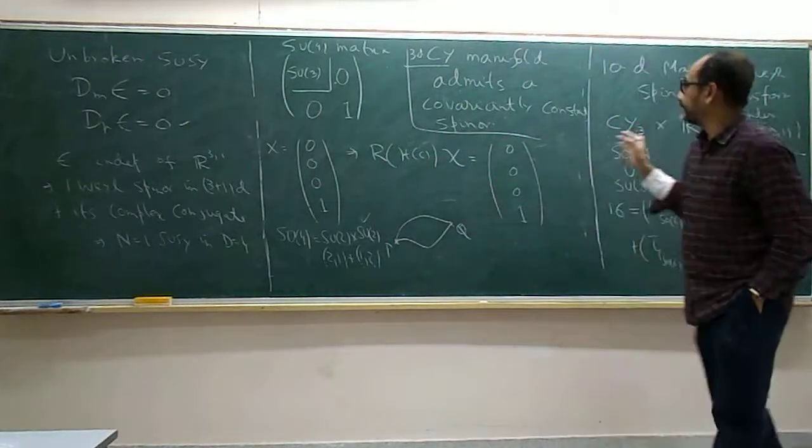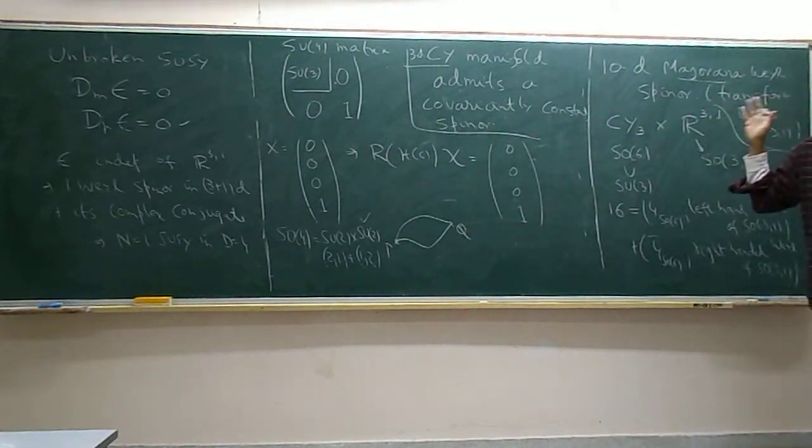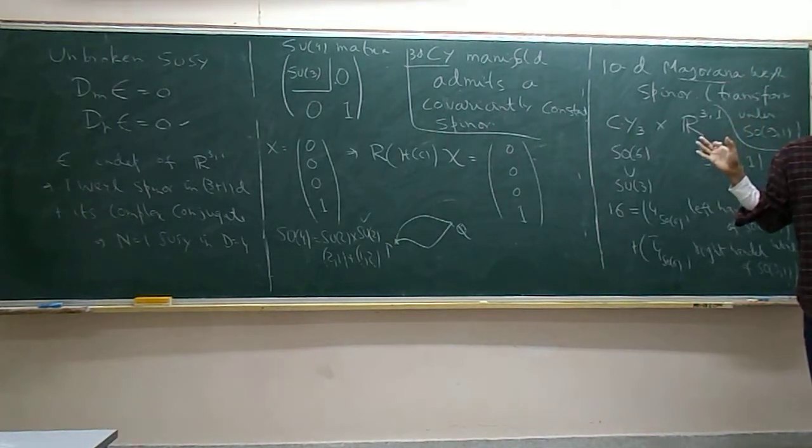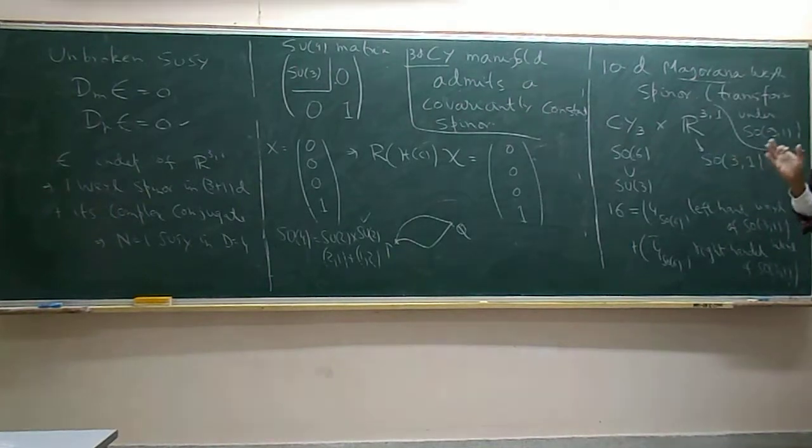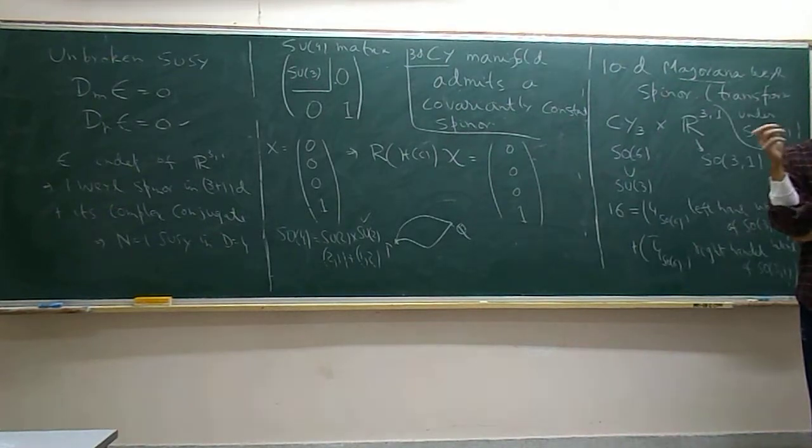Okay. So from 16 you can get 8 unbroken supercharges, which corresponds to N equal to 2 supersymmetry in 4 dimensions. So heterotic or type 1 on K3 times T2 will give you N equal to 2 supersymmetric theories, whereas type 2 string theory on K3 times T2 will correspond to N equal to 4 supersymmetry in 4 dimensions.